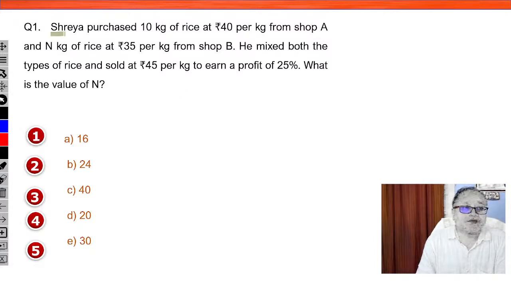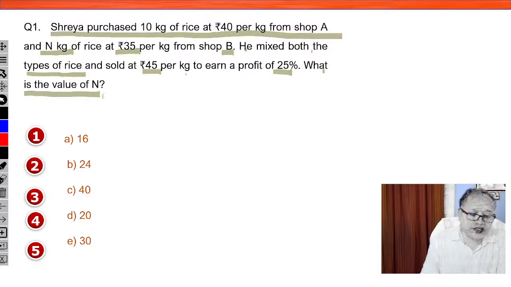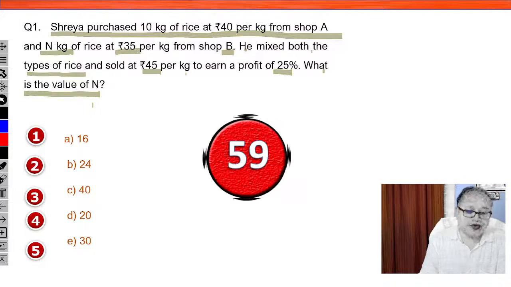So let's start. Shreya purchased 10 kg of rice for rupees 40 per kg from shop A and n kg of rice at rupees 35 per kg from shop B. He mixed both types of rice and sold it for rupees 45 per kg, getting a profit of 25%. So what is the value of n? Can you answer this question now? I'll give you the time.